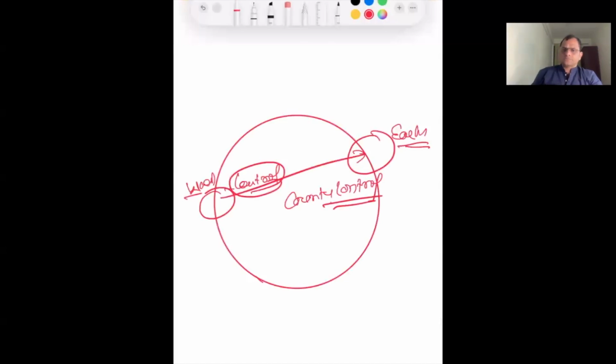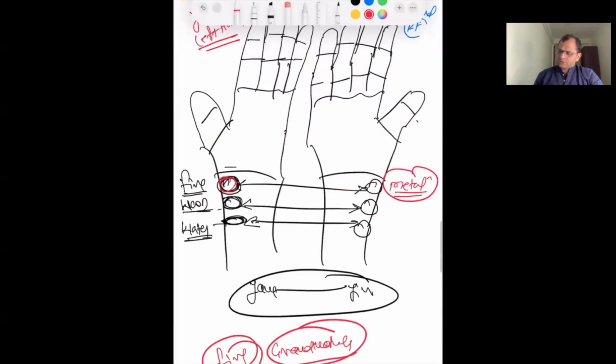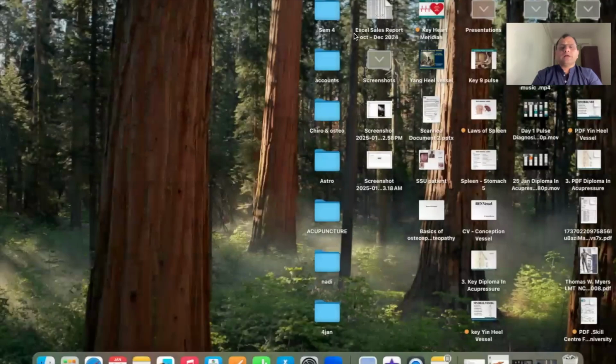Both can control and counter-control each other. दोनों एक दूसरे को बैलेंस रखते हैं. So if in the left hand you are finding the pulse of wood, in the right hand you will find the pulse of earth element. Earth element is a very important element because earth means digestion.